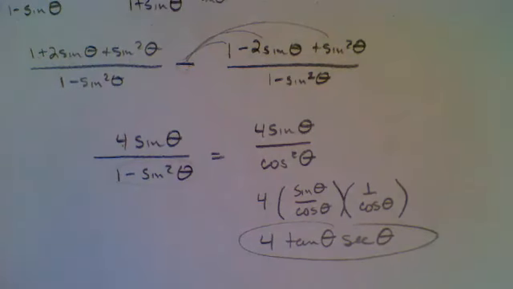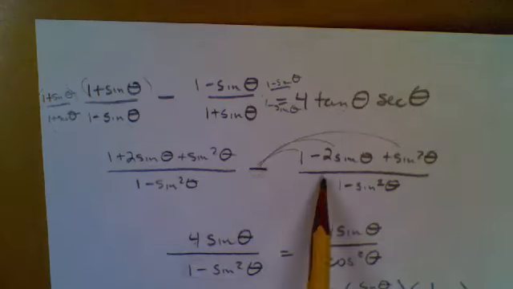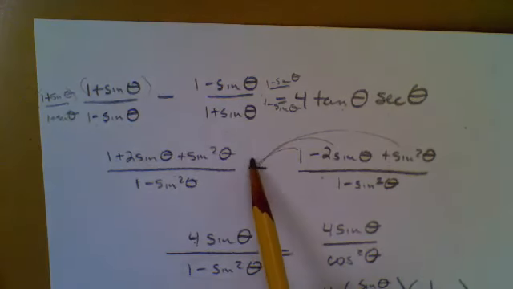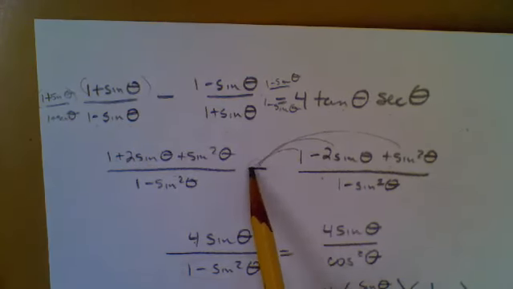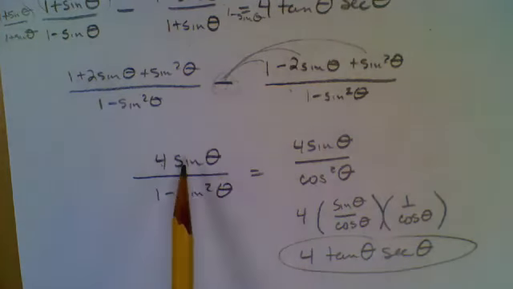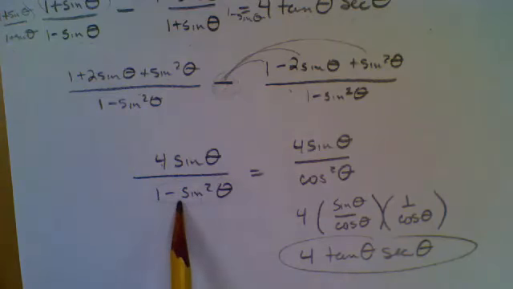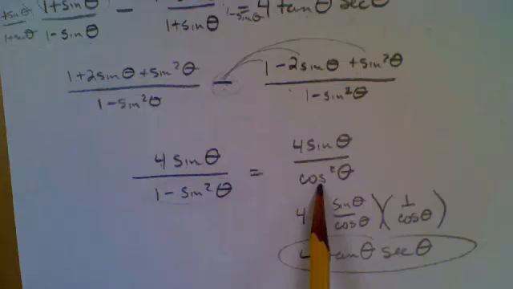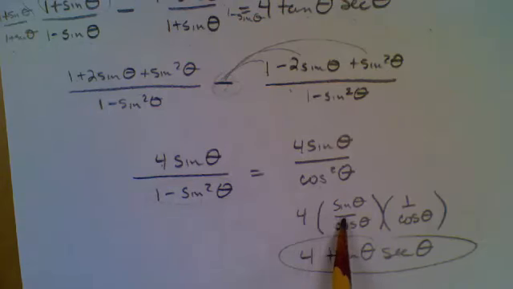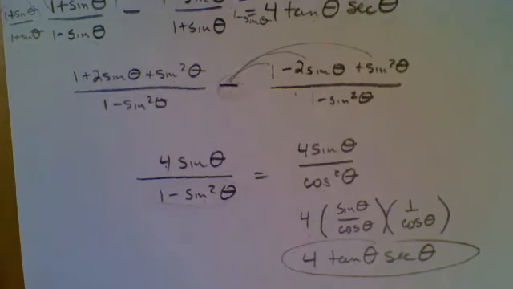So there's that problem. Again, just to review what we did: we got a common denominator. The key thing is to make sure you worry about that negative, that you're subtracting everything in that numerator. It came down to something pretty simple, and then all we did is use that Pythagorean identity and said that 1 minus sine squared is cosine squared, and then we broke that up into things that were equal to tangent and secant. Okay, so that's the first example.